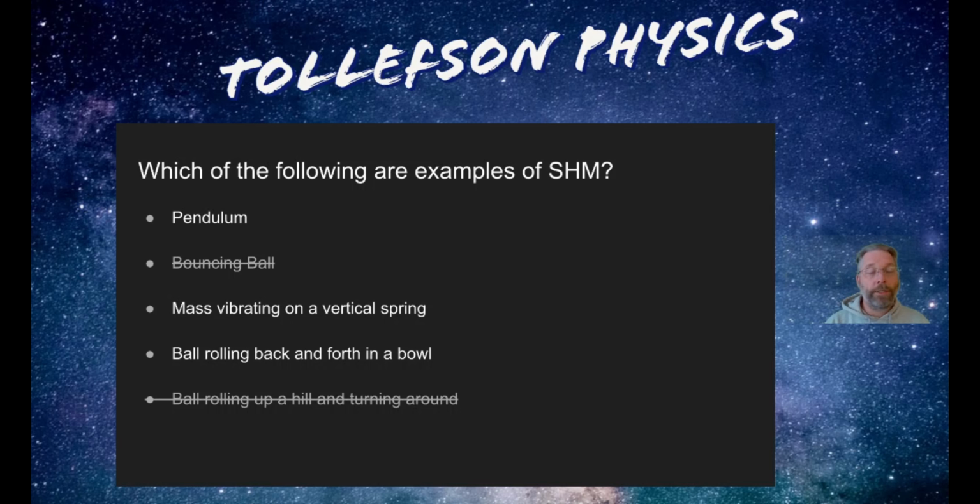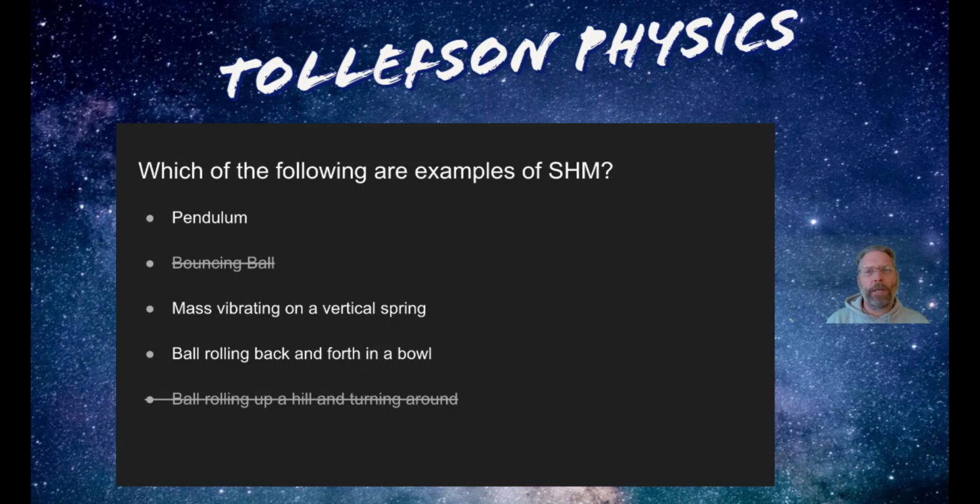All right, so it turns out the pendulum is an example I showed you that is in simple harmonic motion. A mass that's vibrating on a vertical spring is actually simple harmonic motion. And believe it or not, a ball rolling back and forth, it starts up slow, goes fast, and then goes slow, goes fast, goes slow. So it's going back and forth in a bowl. That is also simple harmonic motion.